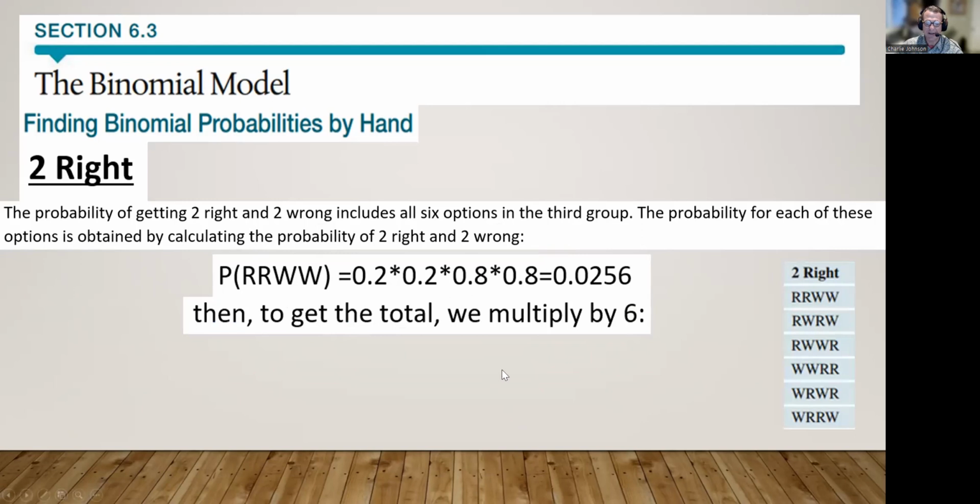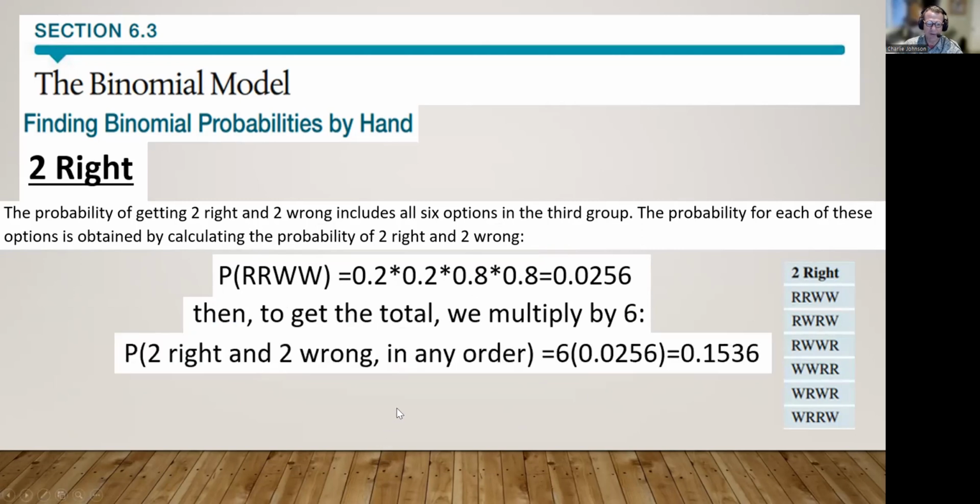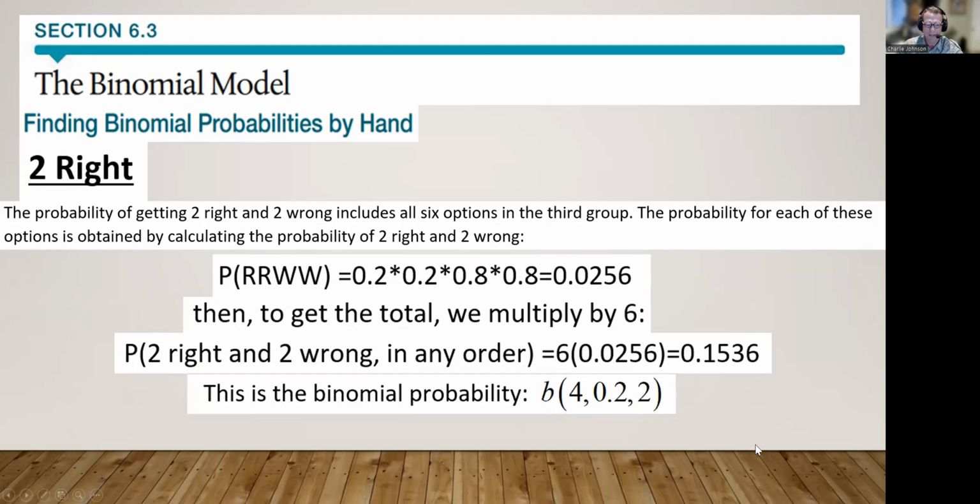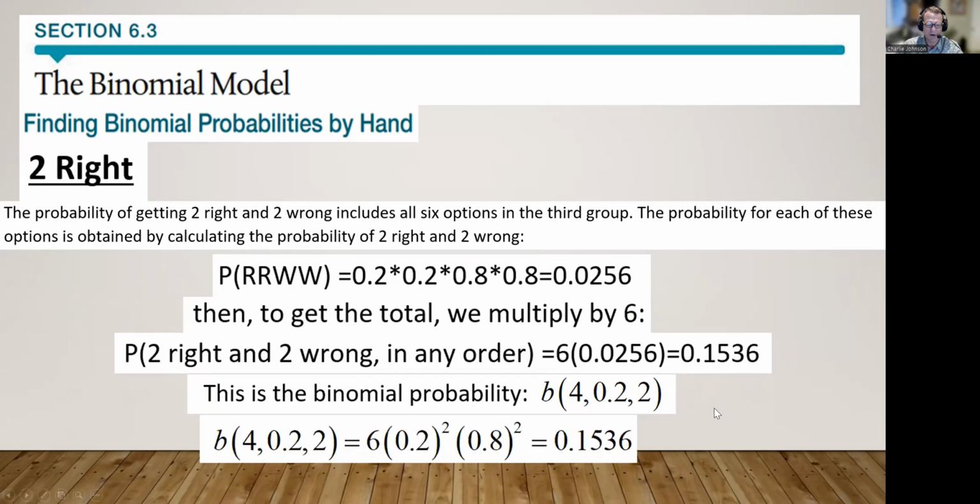Now, because there were 6 of them in that column, 6 different ways, and each of them have a probability of 0.0256, the probability of getting 2 right and 2 wrong in any order is 0.1536. Now, this is just the binomial probability of 4 trials, success rate of 0.2, and getting 2 correct. And look at the formula. 6 times 0.2 to the second, 0.8 to the second, 0.1536. So we're starting to see this formula that we can use to calculate binomial probabilities.